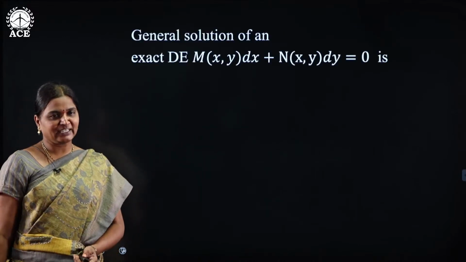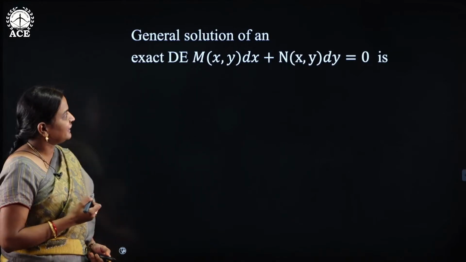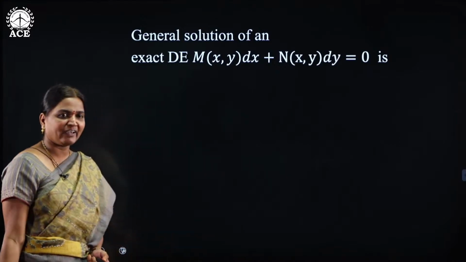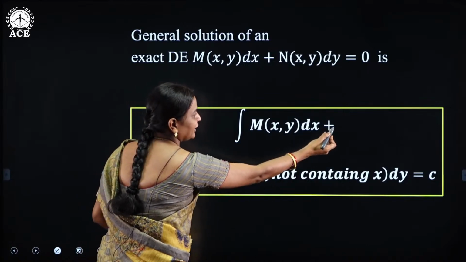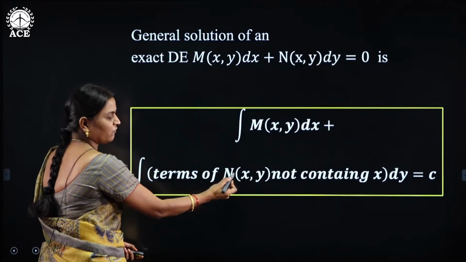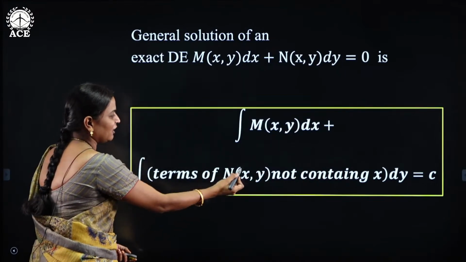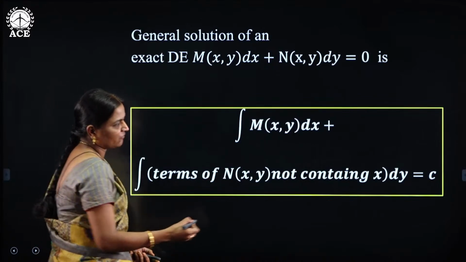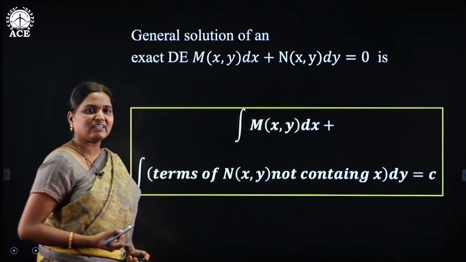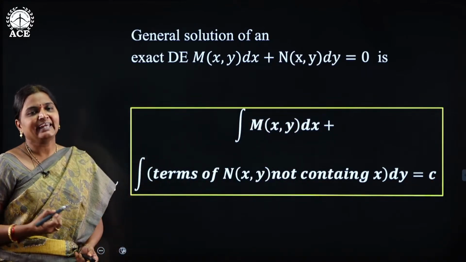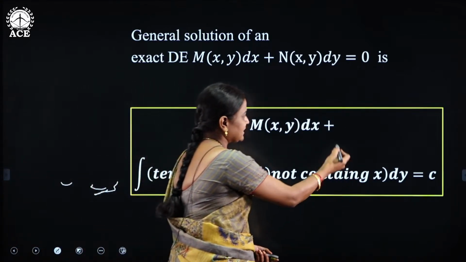If the given differential equation is an exact differential equation, how do we write the general solution? The general solution of M dx plus N dy equal to 0 is this one: integration of M(x, y) dx, plus the terms of N(x, y) not containing x, that is, terms free from x in N, into dy, is equal to c. Here don't write 0, write c. Since it is a first order and first degree differential equation, its general solution contains one arbitrary constant, that's why we write c. So this is the formula.